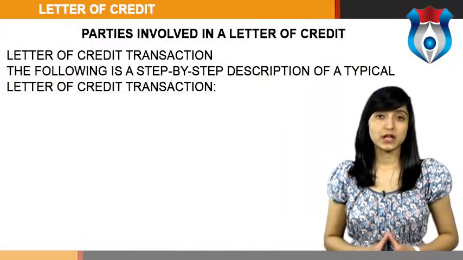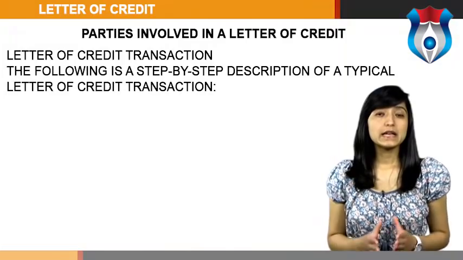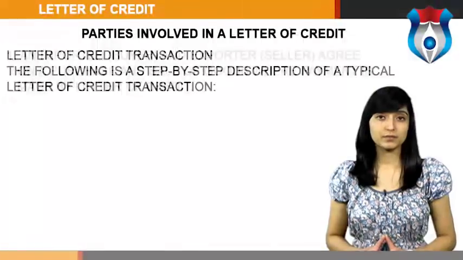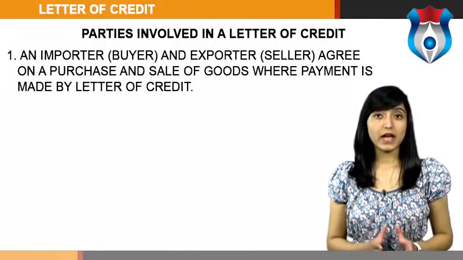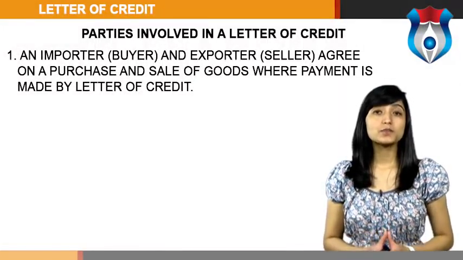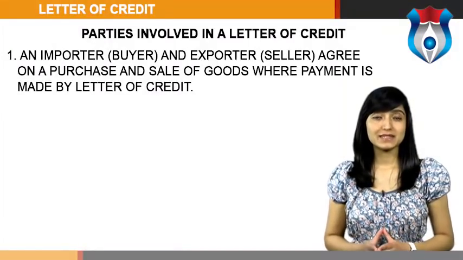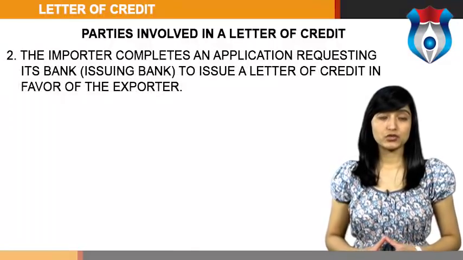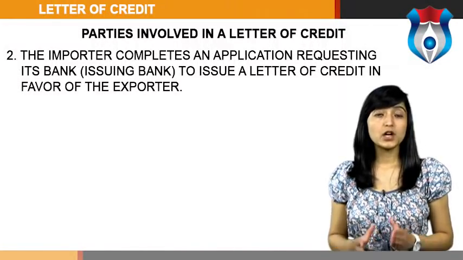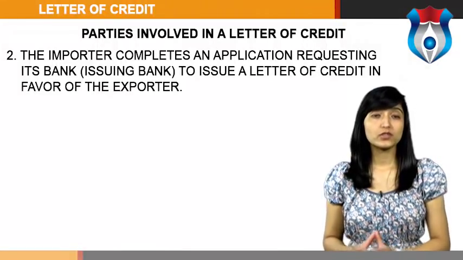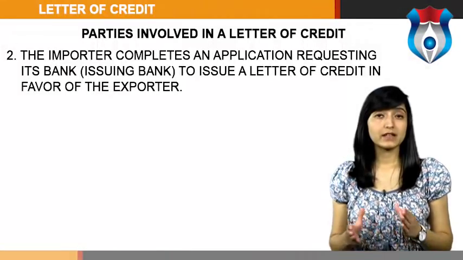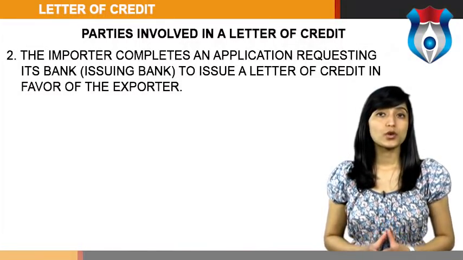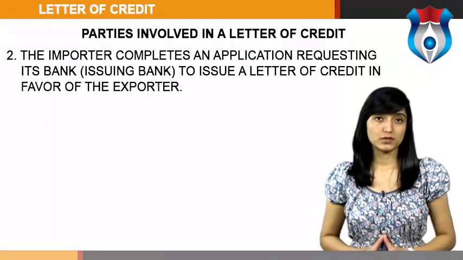Letter of credit transaction. The following is a step-by-step description of a typical letter of credit transaction. An importer, buyer, and exporter, seller, agree on a purchase and sale of goods where payment is made by letter of credit. The importer completes an application requesting its bank, the issuing bank, to issue a letter of credit in favor of the exporter. Note that the importer must have a line of credit with the issuing bank in order to request that a letter of credit be issued.